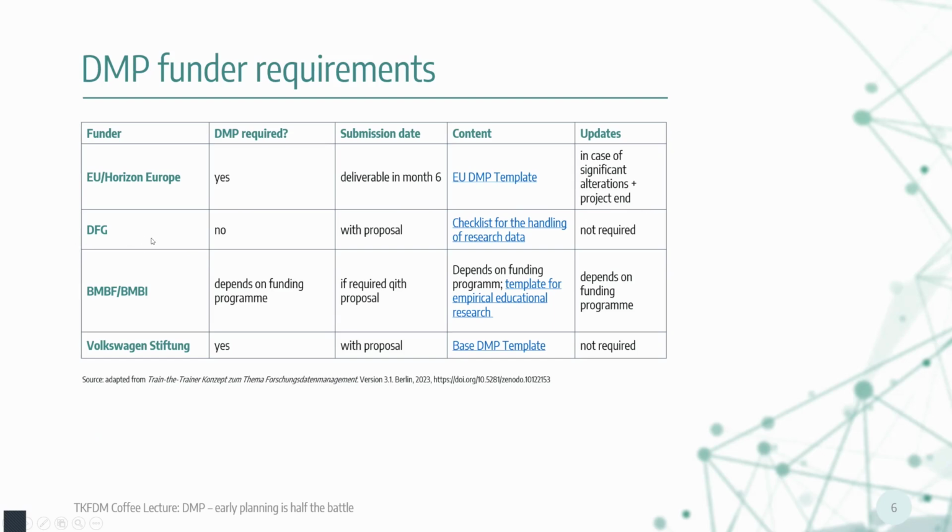The Deutsche Forschungsgemeinschaft does not require you to write a DMP, which doesn't mean you are not allowed to. You can still do it. That's just not obligatory. But they do expect you to include information into your proposal. So generally, there will be a section that is specified where you will be expected to give some information about the handling of research data, and they do provide a checklist for what needs to go in that section.